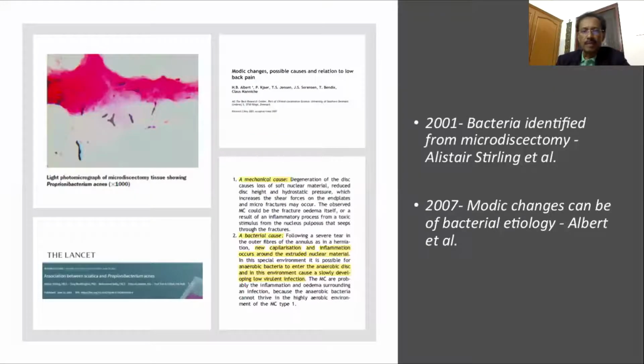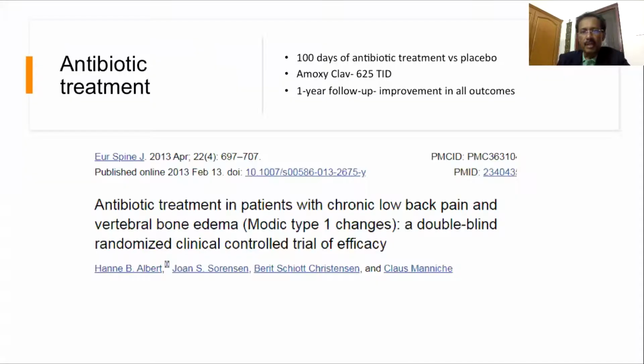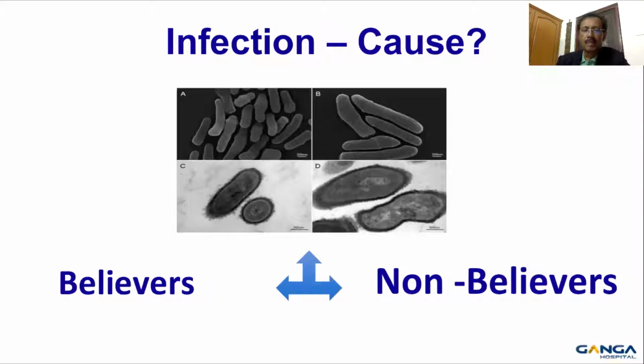It all started with this paper in 2001, where Alistair demonstrated the presence of bacteria in disc samples from herniation. And this factor got augmented by the paper from Albert, where he showed good results following antibiotic therapy in a certain group of low back pain patients. But this idea is still a raging controversy.